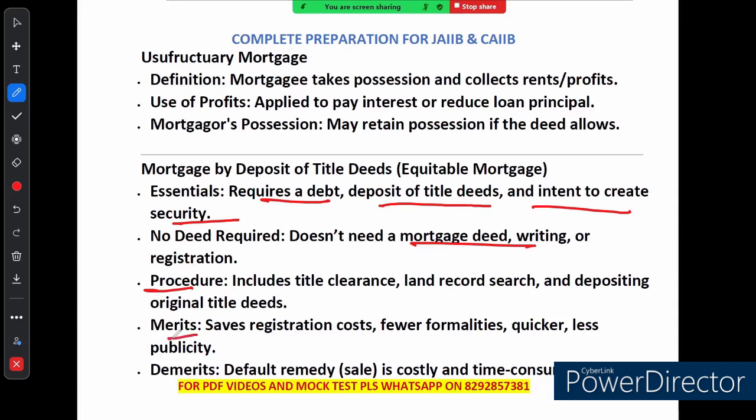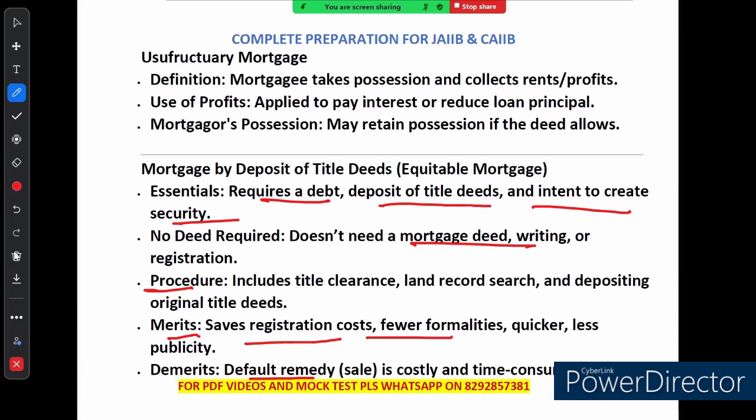Now what are the merits? It saves on registration costs, since no deed or registration is required. Formalities are fewer, making it quicker and more private compared to a legal mortgage. But there are some demerits: if you default, the bank has to go through a costly and time-consuming legal process to sell the property and recover the loan.